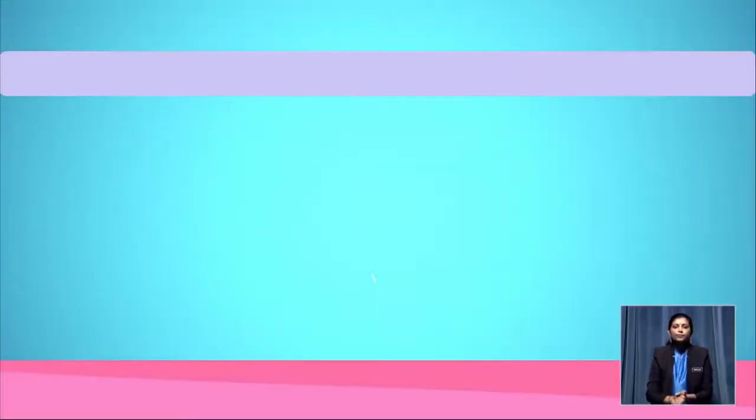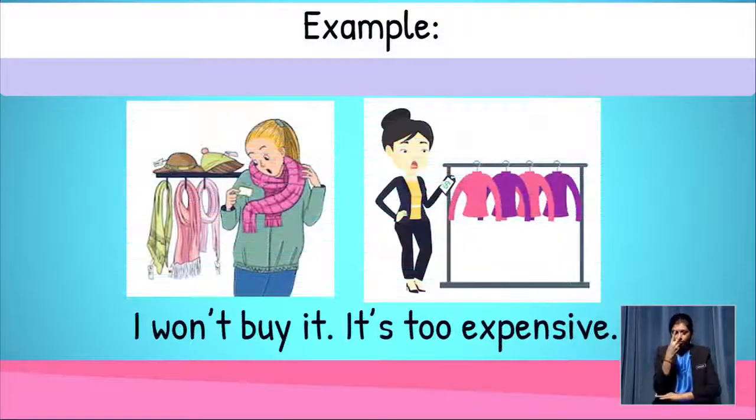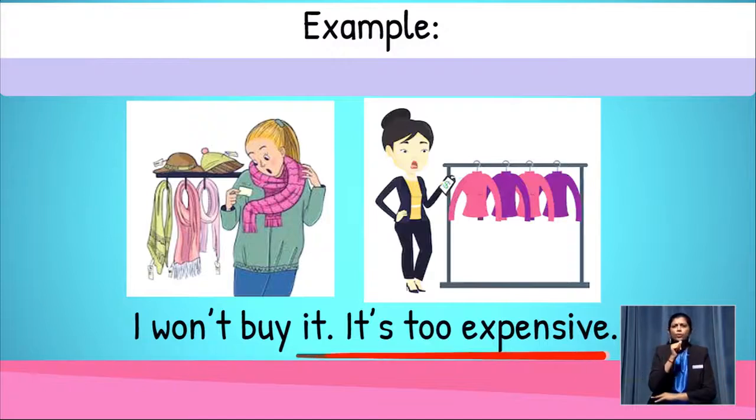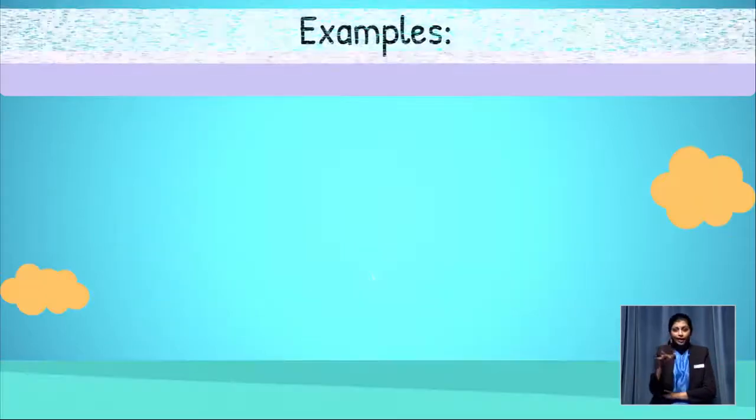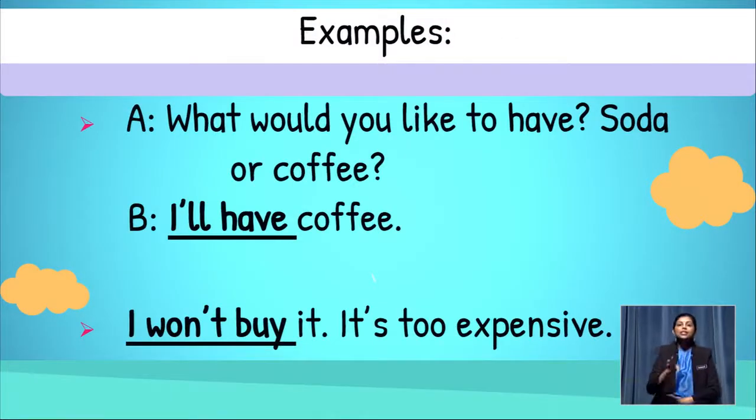Or when you go shopping and you see something you like, you take a quick look at the price tag. The moment you see the price, you immediately say, I won't buy it, it's too expensive. You can still say, I'm not going to buy it, but it means that you make the decision after giving some thought about the price. These two examples show that the speakers made the decision at the moment of speaking. Take note that even though it seems like this is happening in the present, we use future tense.